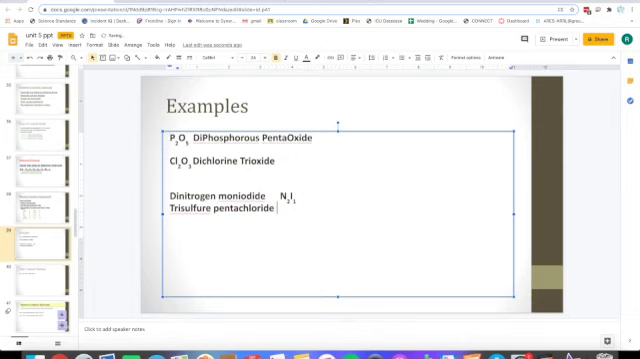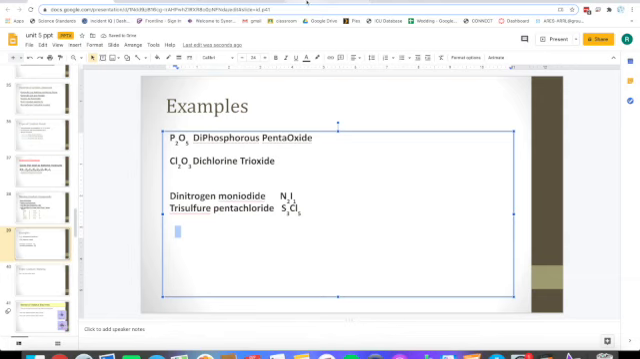So this second example, tri is the prefix for 3, and then sulfur is S. So you would put S3. And then penta is the prefix for 5, and chloride is chlorine, so we will put Cl. And then 5 is for penta. So that is how you name covalent compounds.